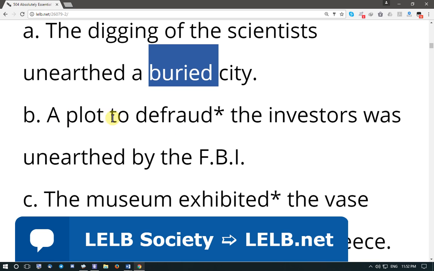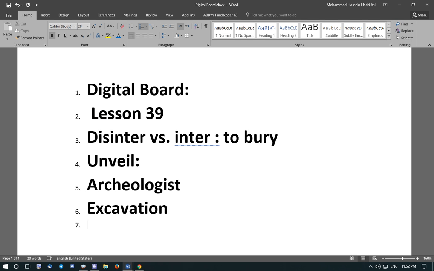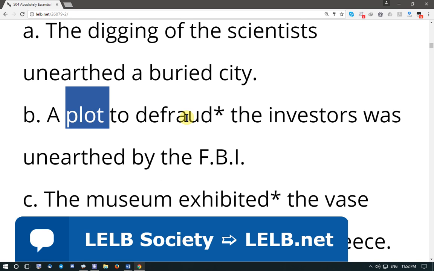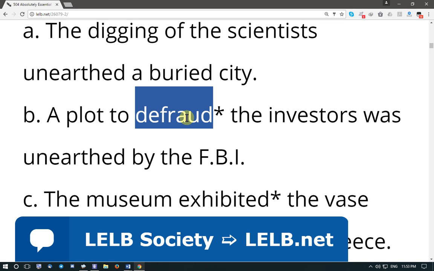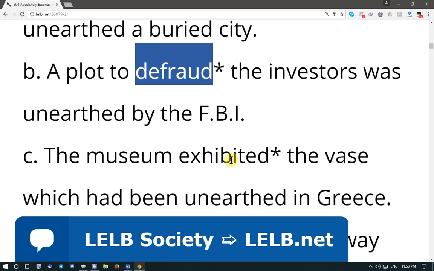Sentence B, a plot to defraud the investors was unearthed by the FBI. Plot here you can say for plot, scheme, or plan. Okay, so to defraud means to cheat, to deceive the investors was unearthed by the FBI, standing for Federal Bureau of Investigation. Okay.